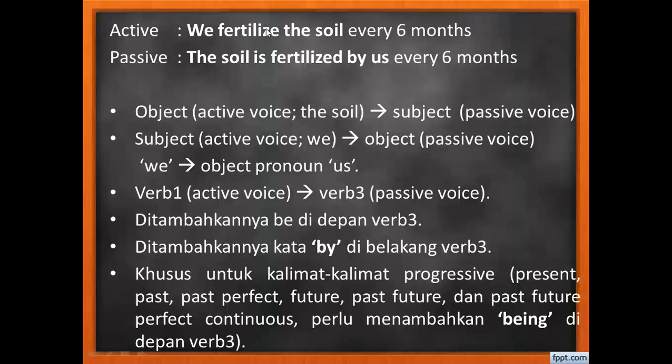In simple present tense, there are 3 kinds of to be: is, am, are. And then here the soil. Soil here is the object, so we can change, soil in front and then we behind. Because soil here is singular, you must look at the to be in the singular: is, am, are. So the soil is. And then fertilize here, you must change into verb 3, become fertilized. And then by us every 6 months. That's for the passive voice.